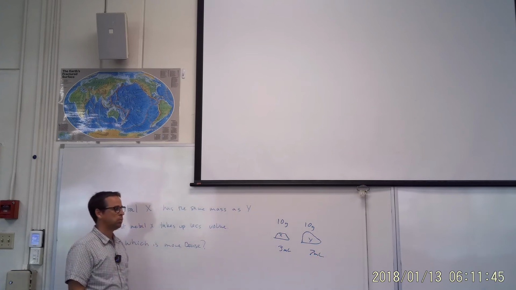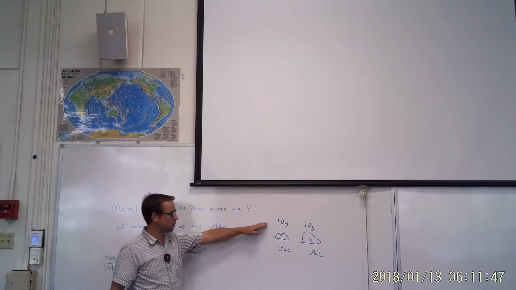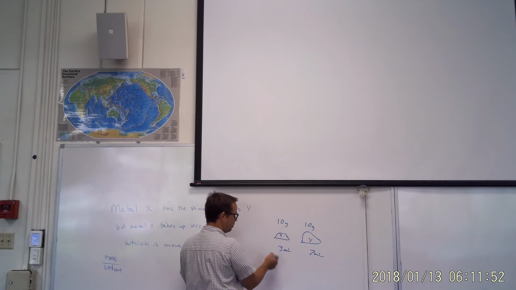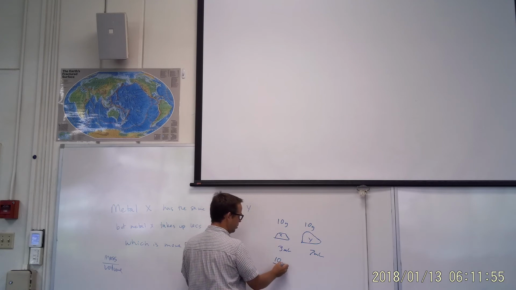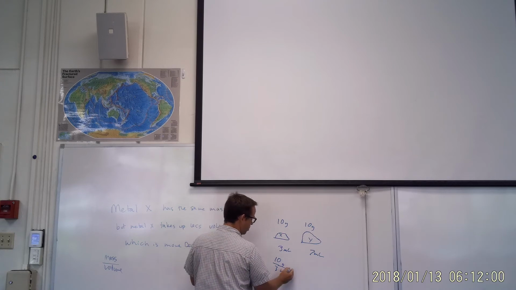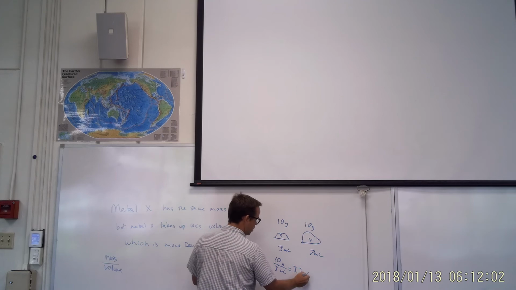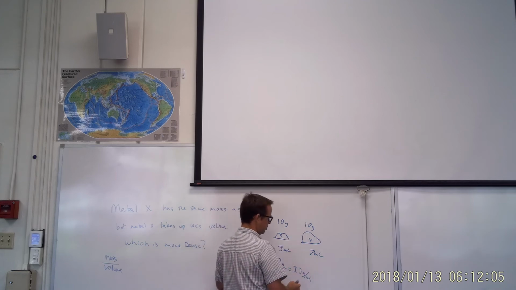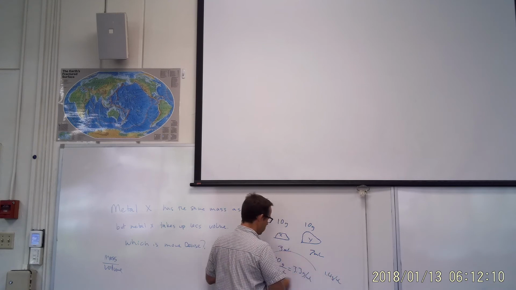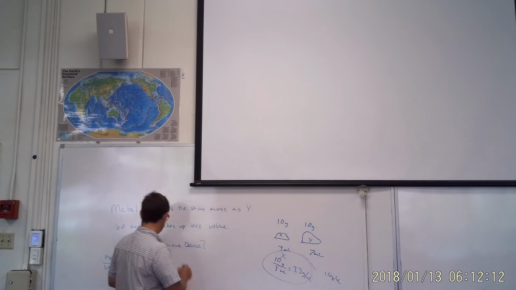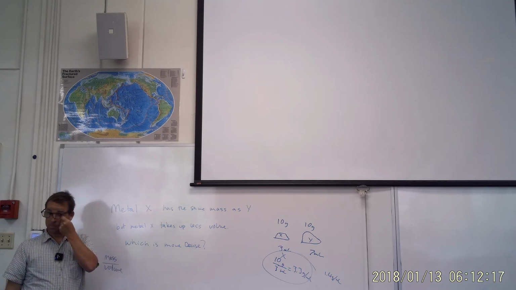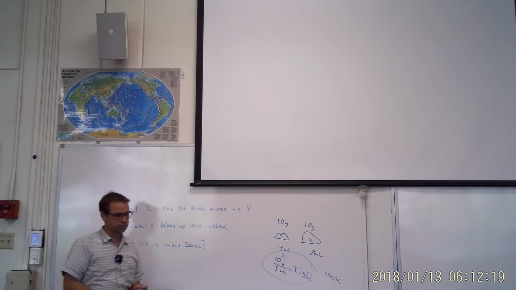Okay, so what's the density of this one? Mass divided by volume, so 10 over 3. So what is that? About 3.3 grams per milliliter. This one here? 1.42 grams per milliliter. So it looks like X is going to be more dense. Okay, see how that works? Excellent.